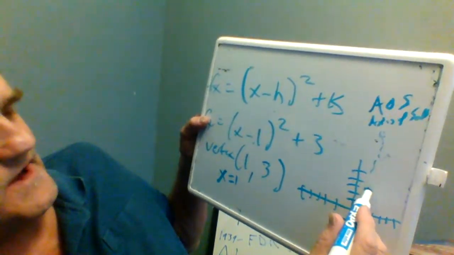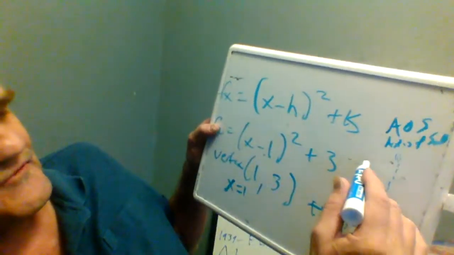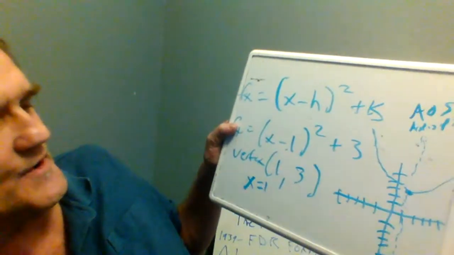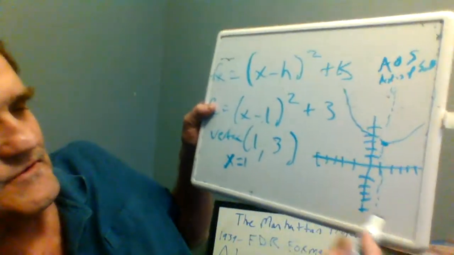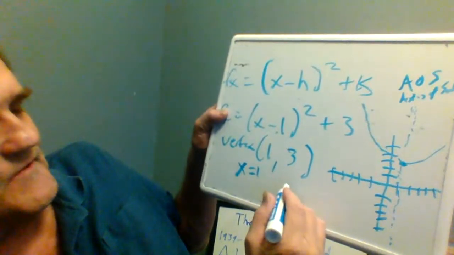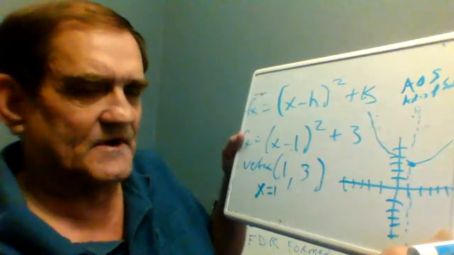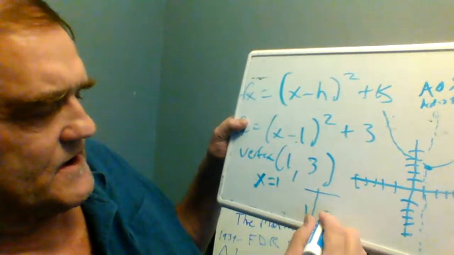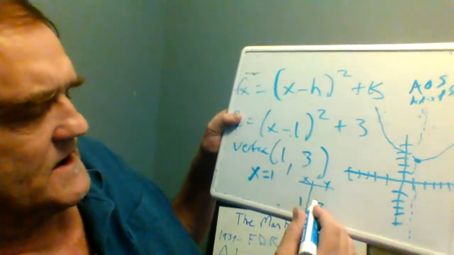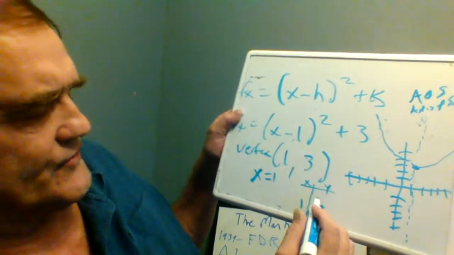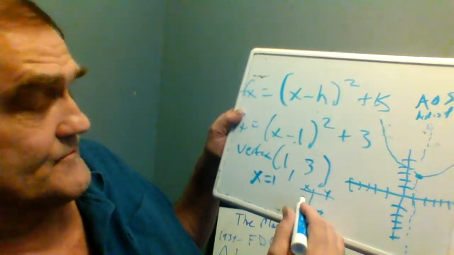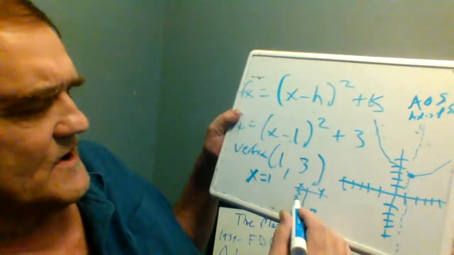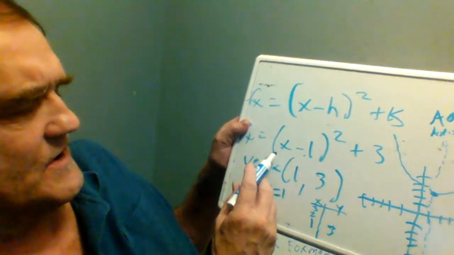There's your vertex. Now this is a positive, so you're going to be looking at a parabola that opens upward. Then you look at a t-chart. There are a couple of ways of doing this, but I'm going to use the t-chart. You put 1 and 3 there under x and y. Then you choose, let's say, 2, to make it a little easier.